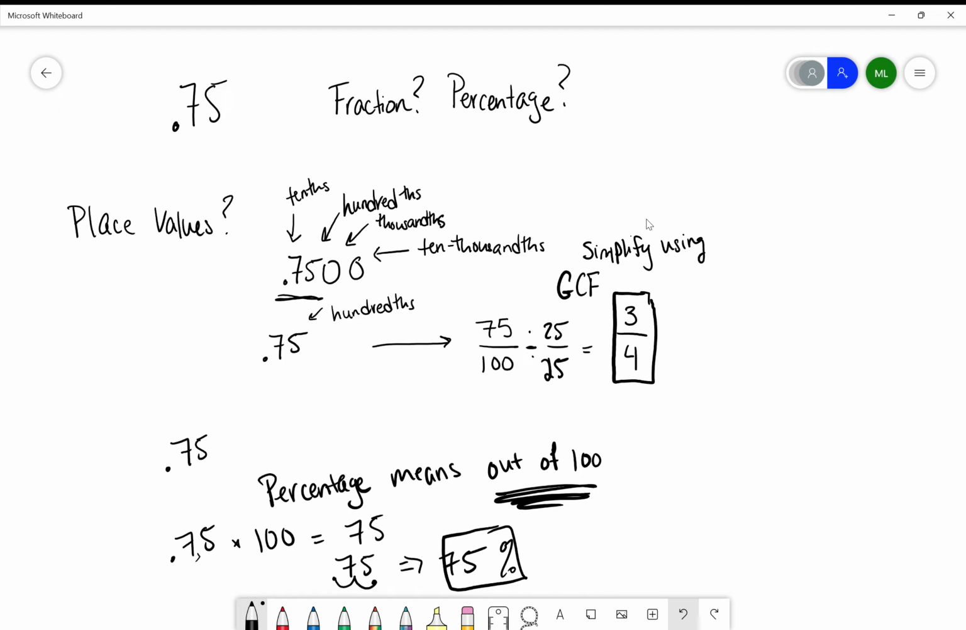Oops, sorry, went over it a little bit. Let me erase that and then I'll box my answer. So again, box your answers. Try to be neat when you do the math. Do what your teacher asks you to. But I hope this video helped you in finding a fraction and a percentage when changing decimals.